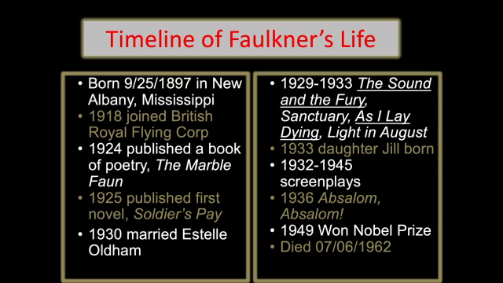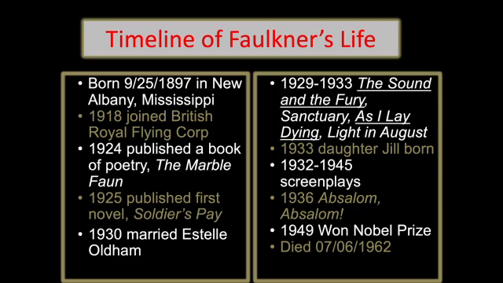By this point in time, he's getting at least enough money to start a family, so in 1930, he marries Estelle Oldham. Shortly after that, their daughter Jill is born in 1933, but in between the marriage and his first child, he writes some of his most famous works, such as The Sound and the Fury, Sanctuary, As I Lay Dying, and Light in August.